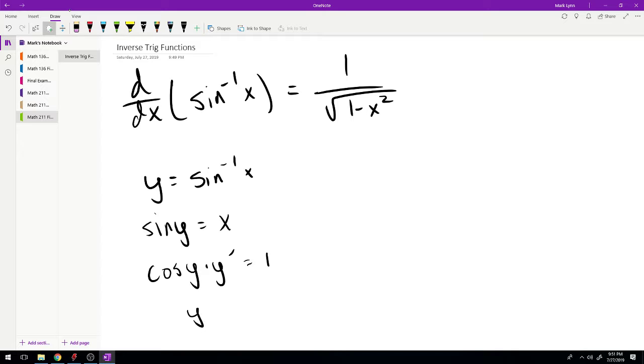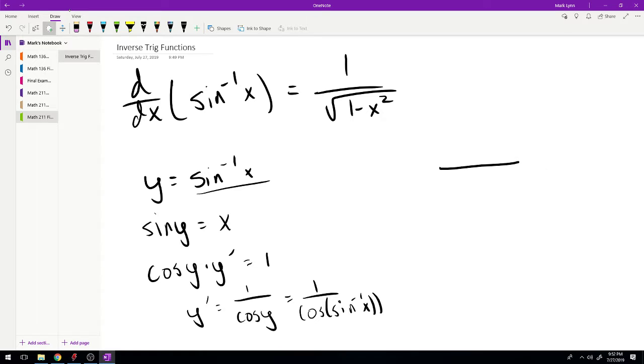Now, we know that y prime would equal 1 over the cosine of y. But what is y? Well, y is the sine inverse of x, remember up here. So y prime is equal to 1 over the cosine of the sine inverse of x. Now, remember, whenever we have the trig function of a trig inverse, we have to resort to the triangle method. So we draw our triangle here.